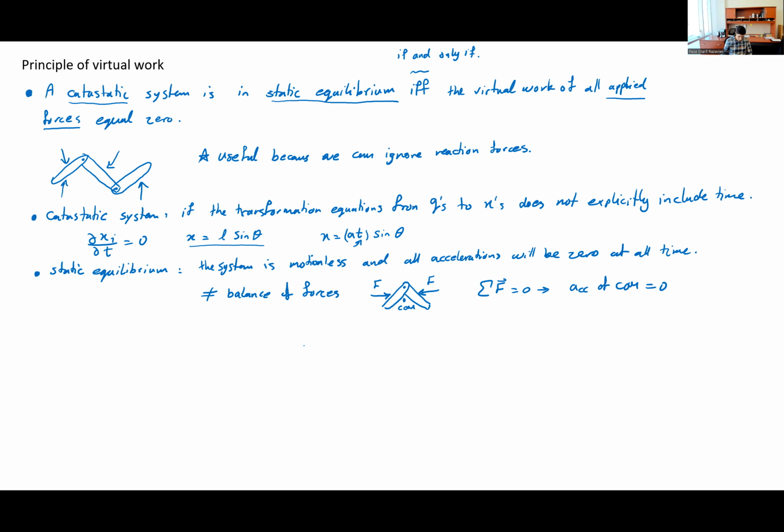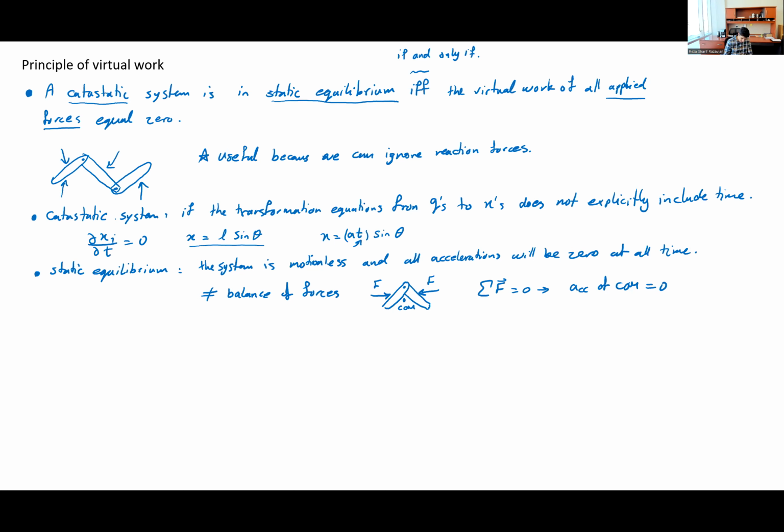No. So if I have a system that is catastatic, meaning that there is no influence from the outside, such as a link whose length is prescribed to change as a function of time, and essentially a passive mechanical system, then these systems are in static equilibrium if the virtual work of all applied forces equals 0.